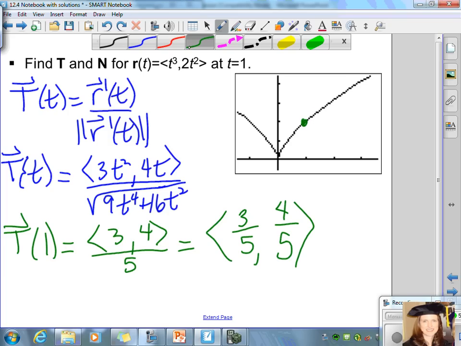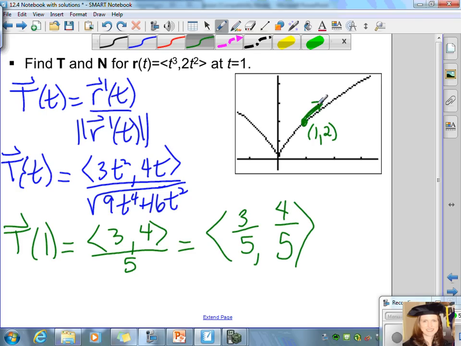The original location is the point (1, 2). The components of the unit tangent vector would be going 3/5 to the right, 4/5 up, so it is a vector that is 1 unit long, tangent to the path.